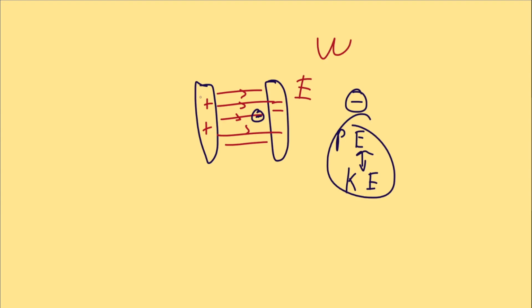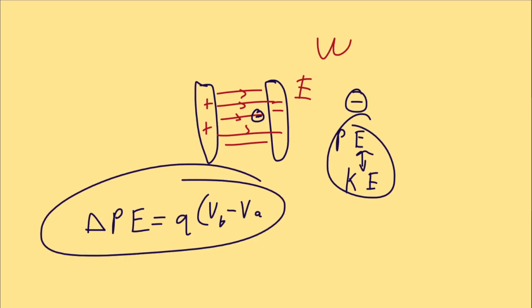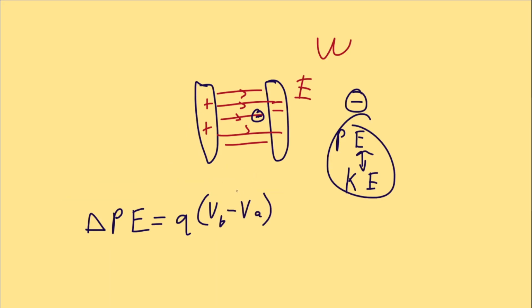And the final energy equation, which is a much more general one, is that the change in potential energy for our system is equal to the charge multiplied by the change in volts. This is our main tool. It's on the cheat sheet as well. And if you know the difference in potential and you know the charge, then you're able to find how much energy was gained or lost.